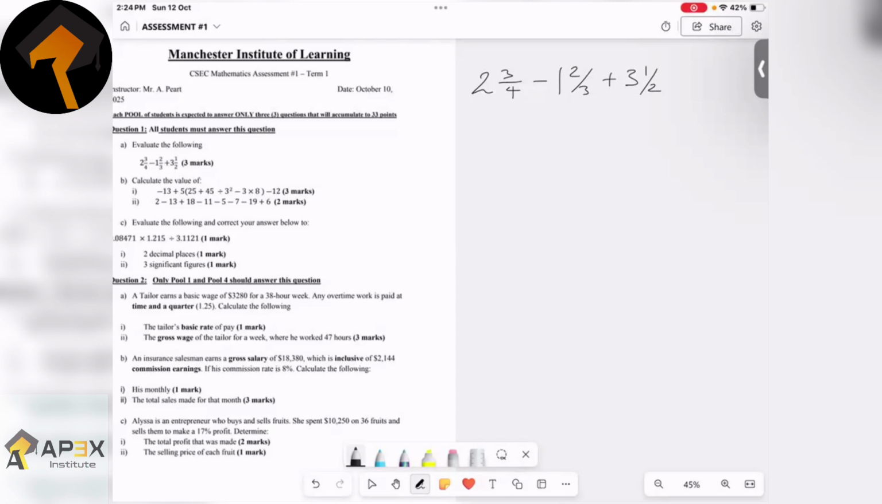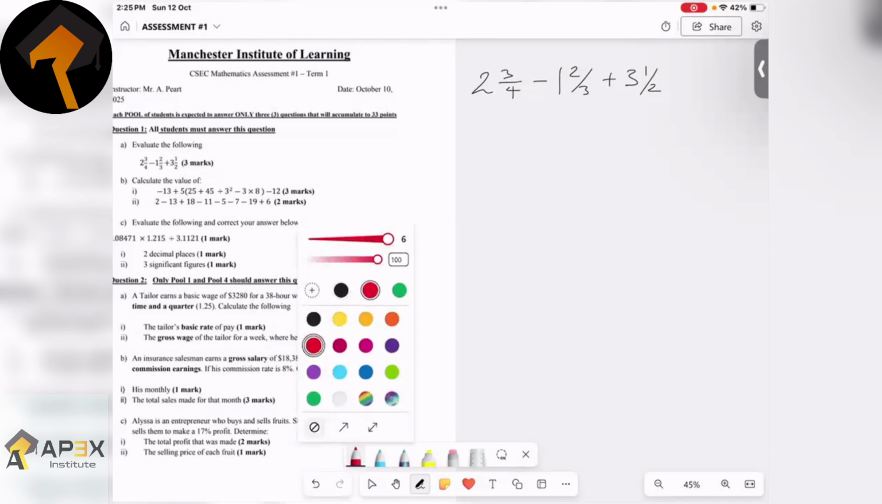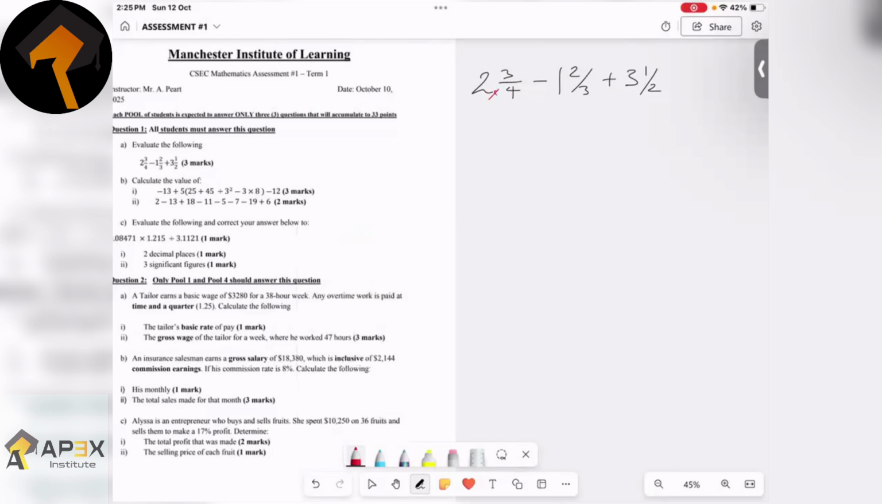All right. So students, here's how we do this question. Once you see a mixed fraction, step 1 is to convert your mixed fractions to an improper fraction. And we can simply do this by using the number at the bottom, which is the denominator, and we're going to multiply it by the number at the side and add the numerator to the result.